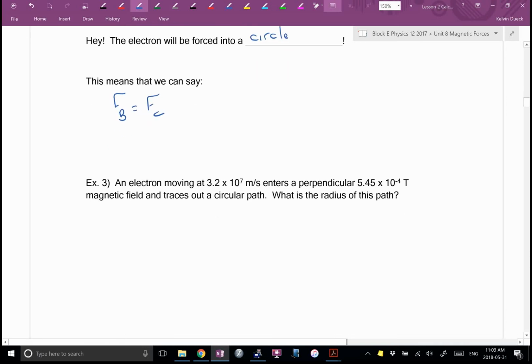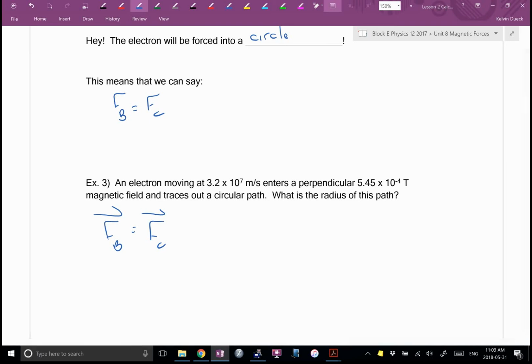An electron is moving at 3.2 times 10 to the 7th. It enters a perpendicular magnetic field and traces out a circular path. Kiana, what does example 3 want me to find? I like example 3. Example 3, will you marry me? What's it asking me to find? Magnetism is pushing me in a circle.